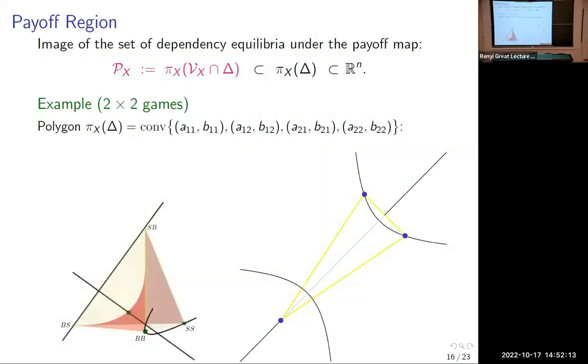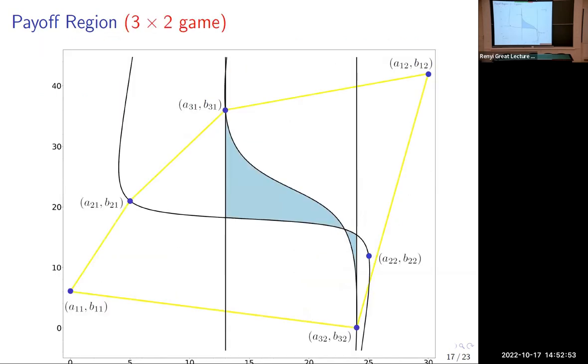Okay, so the payoff region is the image of the set of dependency equilibria under the payoff map. So for example, for this 2x2 game, I take this set of dependency equilibria, and it gets mapped by the payoff map. The payoff map is a linear map. So I have this polytope. I map the simplex under the payoff map. It maps the polytopes. In this case, the tetrahedron gets mapped onto the yellow triangle. And then the variety gets carried along for the ride. In this case, this blue line is the payoff region, but in general, in all other cases, it's full dimension.